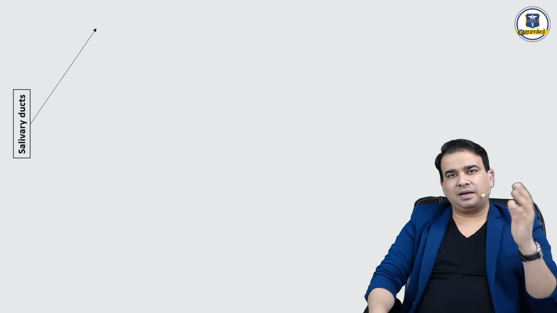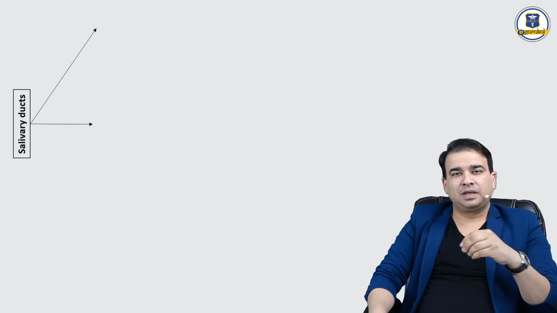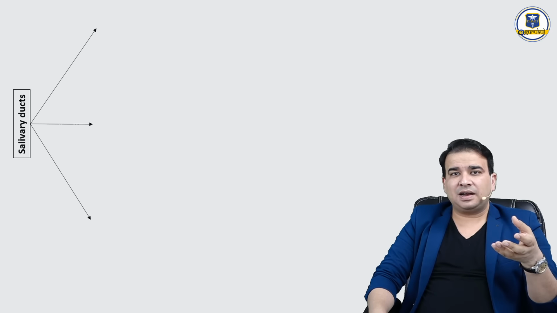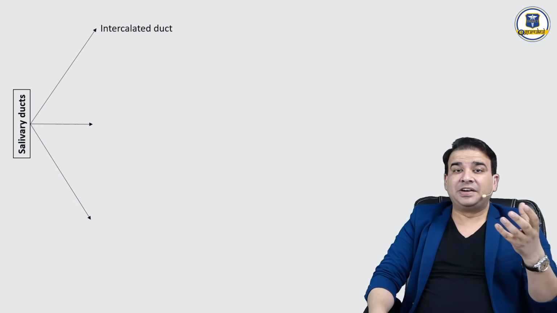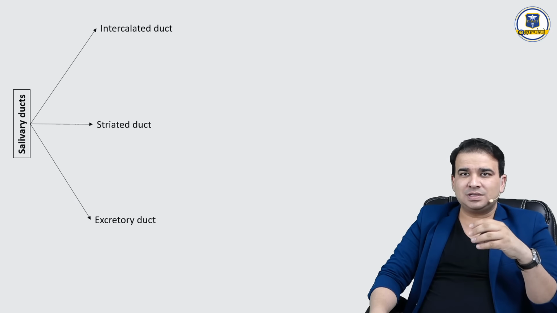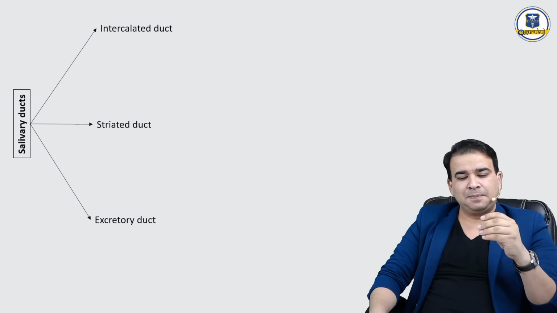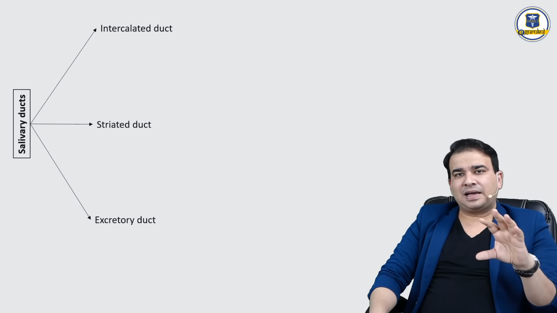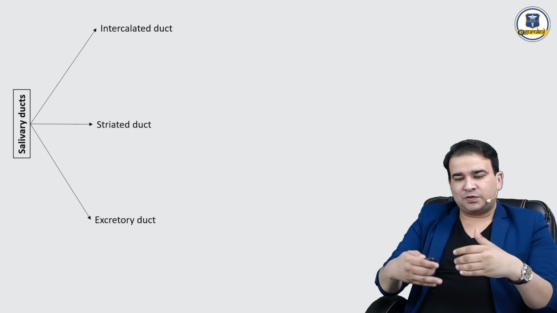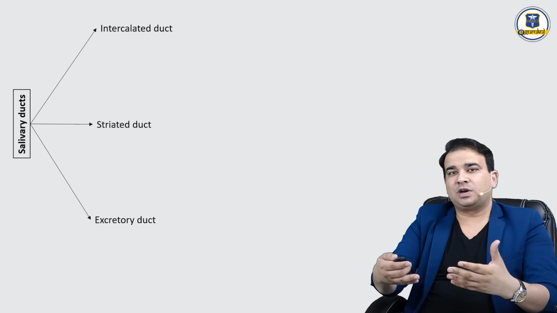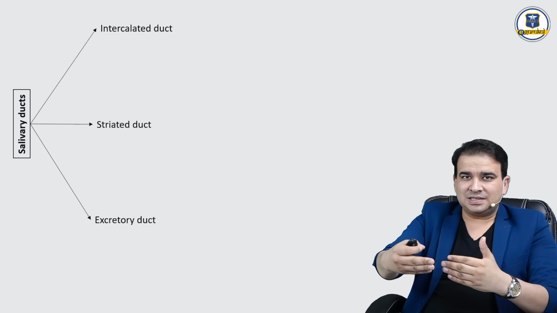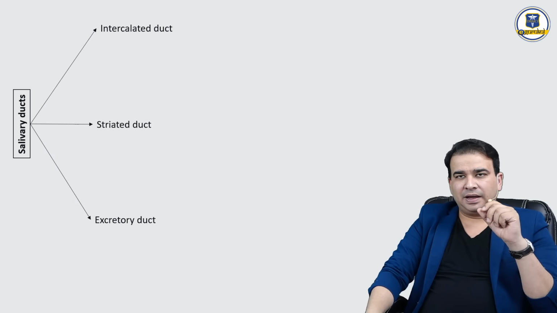Now moving on to the salivary gland ducts. The ducts in the salivary gland can be an intercalated duct, a striated duct, or an excretory duct. So the 3 kinds of ducts that you will notice are the intercalated, the striated, and the excretory duct. Intercalated ducts are those which start from the acinus, the serous or mucous acinus, whatever it is. The duct that begins from that acinus is the intercalated duct.